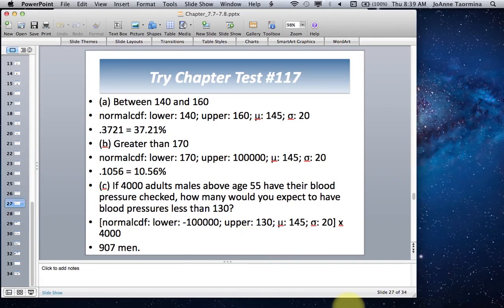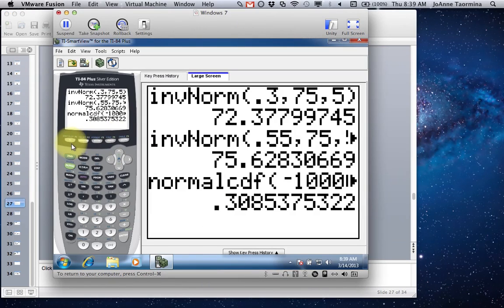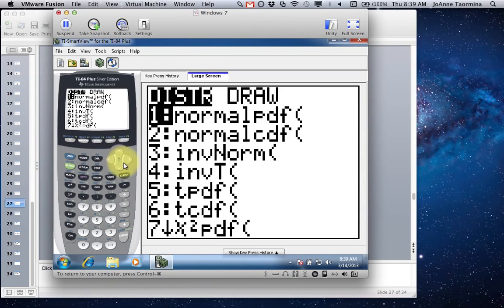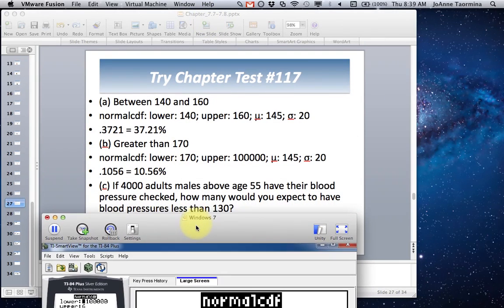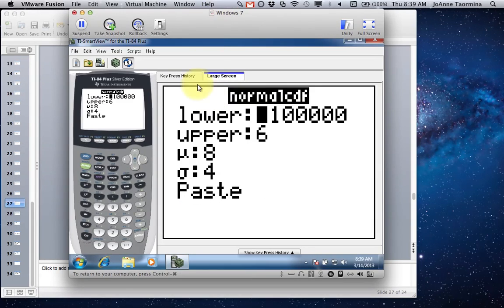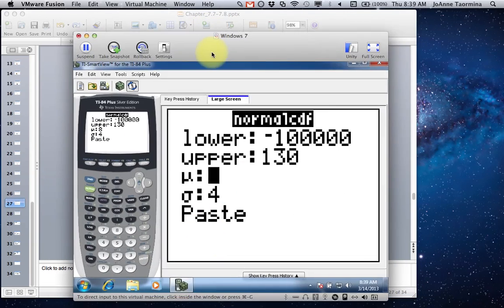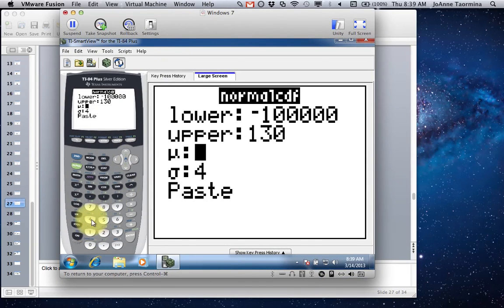So I'm going to go to the calculator and demonstrate this. You're finding the proportion of area, so you use normal CDF. The question was less than 130, so the lower value is negative 100,000 because it's going all the way down to negative infinity, and the upper is 130, with a mean of 145 and a standard deviation of 20.